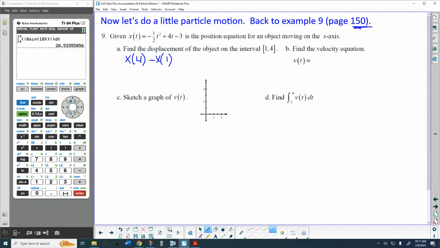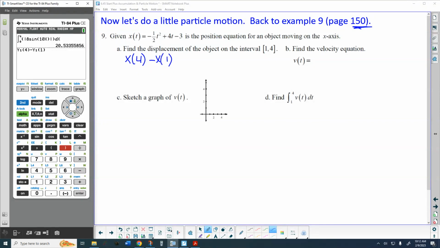This is page 150. It's number 9, kind of near the bottom. Okay, displacement of a particle is end position subtract start position, and just crunch it in your calculator. Do you remember the trick of putting the function in your Y menu, going back to your screen and doing Y1 of 4 minus Y1 of 1? So you can let the calculator evaluate it if you just type the function in.